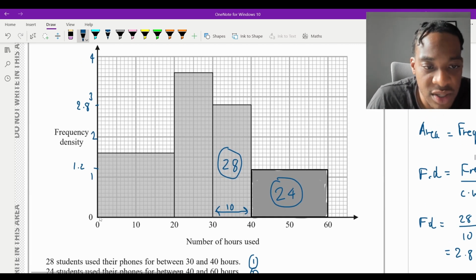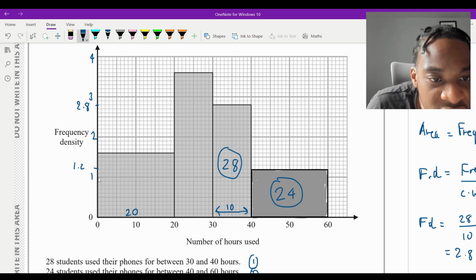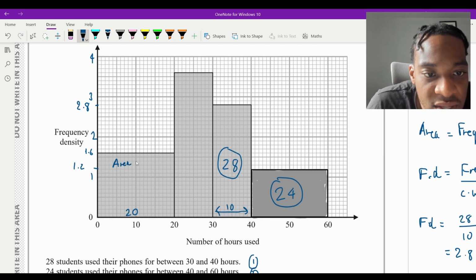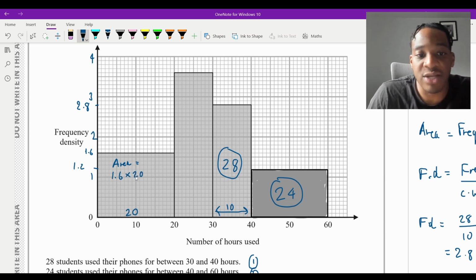So start with the first one. It goes from 0 to 20 on the base. It's going to have a base of 20. The height goes up to, what is that? If that's 1, this is 1.5. This is going to be 1.6 right here, isn't it? So the area of this one is going to be 1.6 times 20. 1.6 times 2 is 3.2, times that by 10 is 32. But you can just check this on your calculator as well. It's going to be 32 here.